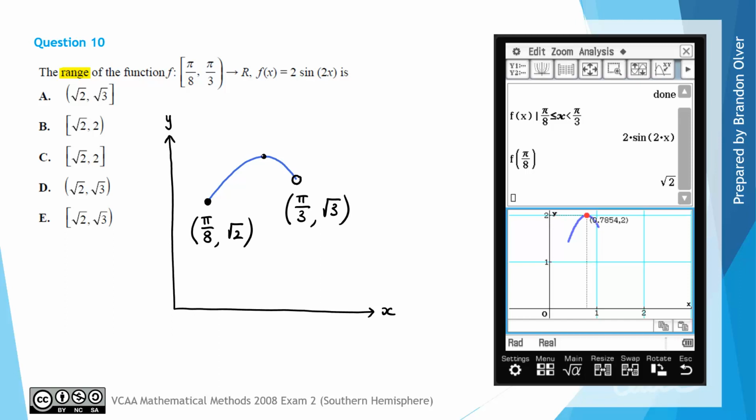And then this point up here, we knew the y value was 2 off the calculator, and we could have worked out that its coordinates are pi on 4 comma 2. To work out the range of the graph, we're just going to look for the smallest y value, which is root 2, up until the largest value of y, which is 2. And both of those points are included. So that means that the correct answer goes from root 2 to 2 with square brackets for both. So C is the correct answer here.